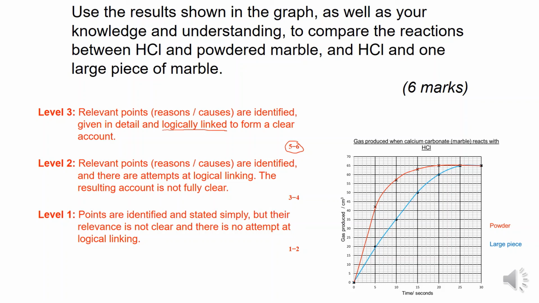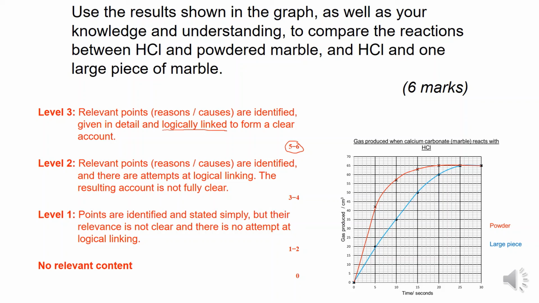linking. So for this question, you might say the powder reacts faster than the large piece. Now that's stating a simple correct fact, but it's not really relevant why we're saying that. We've not mentioned the graph, and there's no attempt at saying why that is. There's also not comparing anything more than just the fast or slow, so it can't be more than 1 or 2 marks. Now if you don't say anything relevant to comparing the reactions, you get no marks, unfortunately, and that's the same for all of these questions.